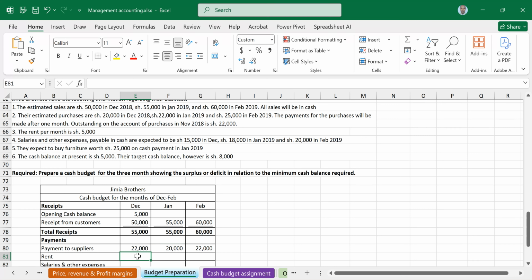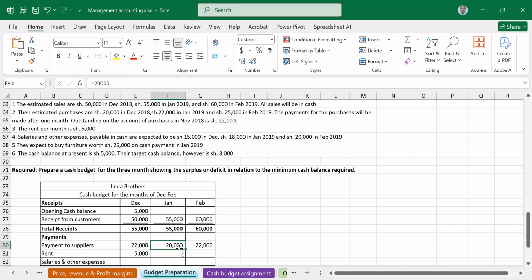Rent. Now rent is 5,000 per month. That is a constant. You can simply do equal sign, then click on this, enter. Because it's a constant, you drag across 5,000 throughout.